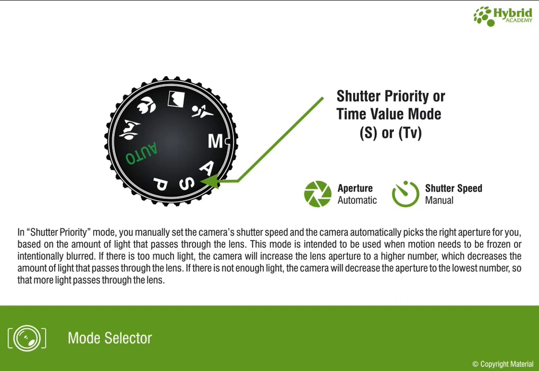If there is too much light, the camera will increase the lens aperture to a higher number, which decreases the amount of light that passes through the lens. If there is not enough light, the camera will decrease the aperture to the lowest number so that more light passes through the lens.